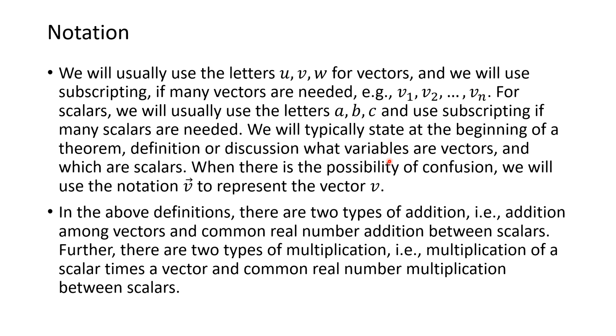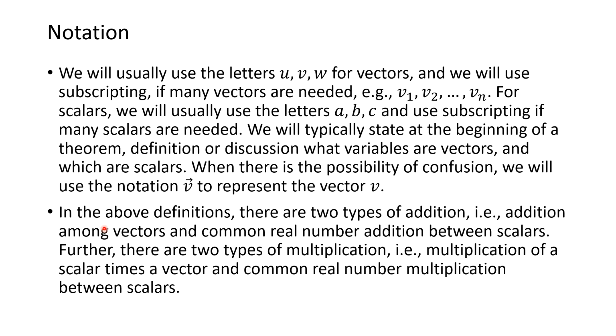I'll try to state at the beginning of a theorem or a definition or a discussion what are the vectors and what are the scalars. In a few cases, there's a possibility of confusion as to what's a scalar and what's a vector, and I'll use the little arrow above the variable just to emphasize that it's a vector. I didn't need to do that too often, but it's a lot of extra typing. But when it's needed to clarify things, I did use this notation.